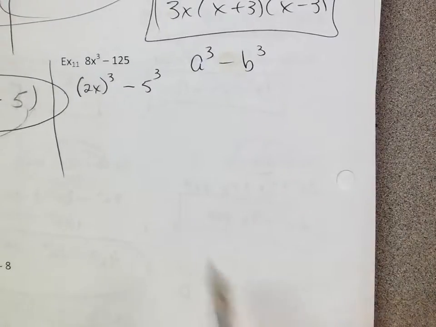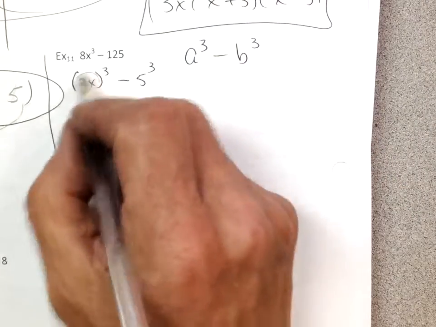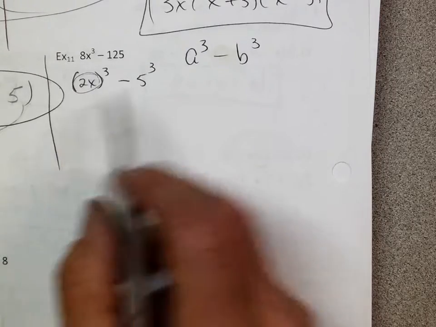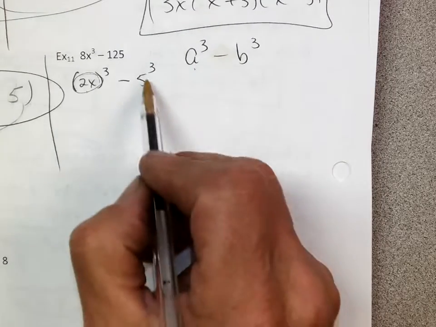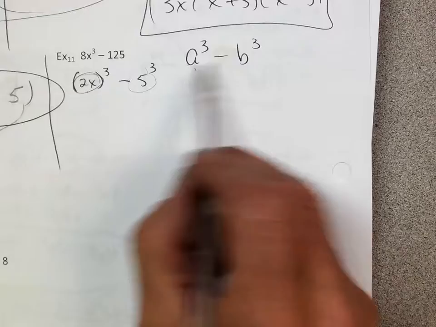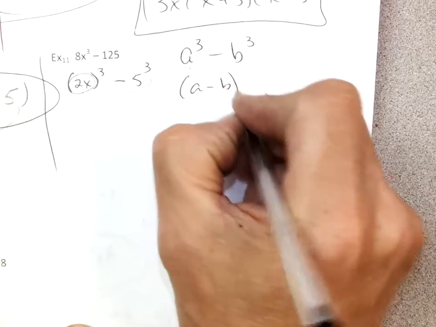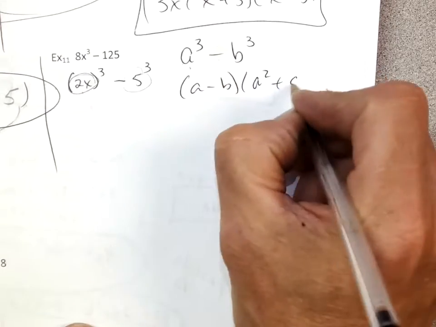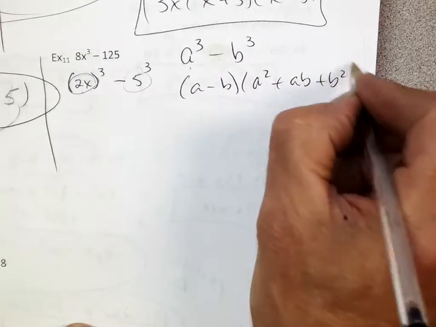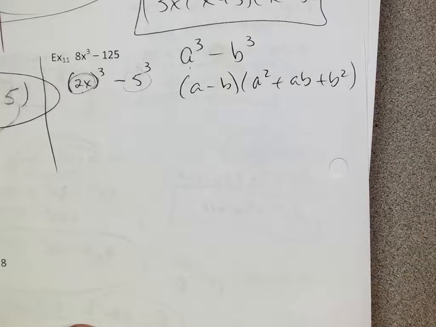Okay, so now, in this case, a is the x squared, right? Is the 2, I'm sorry, I said it wrong. A is the 2x, and b is the 5, right? Matches up perfectly. So let's use this one, which is my a minus b, my a squared plus my ab plus my b squared, right? That's that one right there.